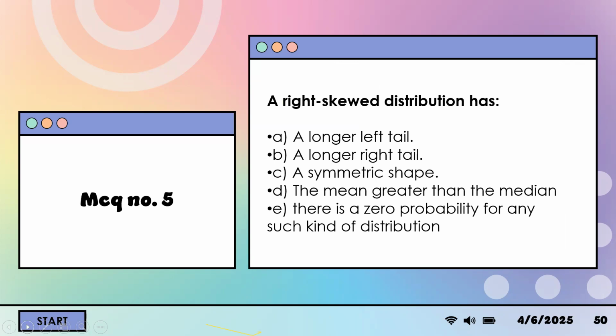MCQ number 5, a right skewed distribution has a longer left tail, a longer right tail, a symmetric shape, the mean greater than the median, there is a 0 probability for any such kind of distribution. Yeah, the answer is B, a longer right tail. A right skewed distribution has a longer, fat right tail. Sorry.